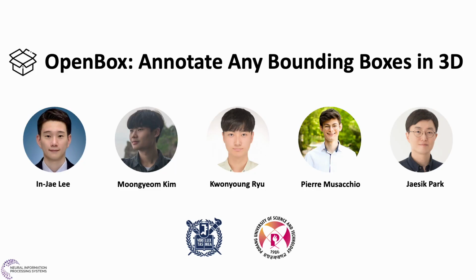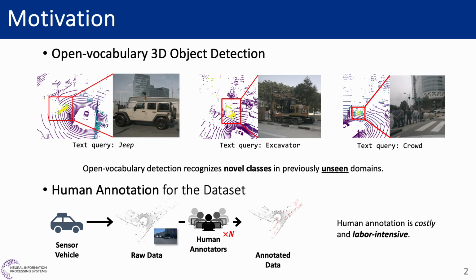We propose OpenBox, an automatic open vocabulary annotation for 3D object detection. Conventional 3D object detection models are typically trained in a closed-set setting using datasets annotated by humans. However, this leads to two drawbacks. At inference time, they fail to detect novel class objects, and human annotation is very expensive and time-consuming.